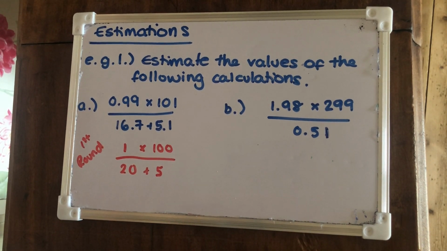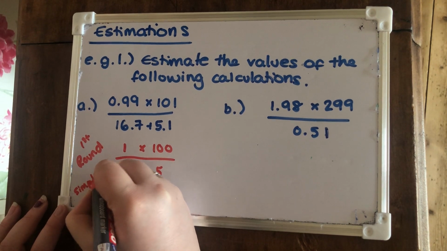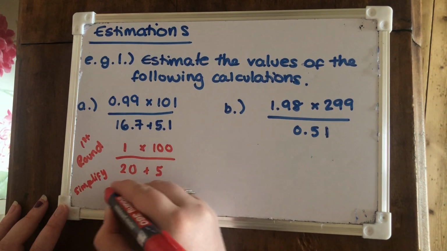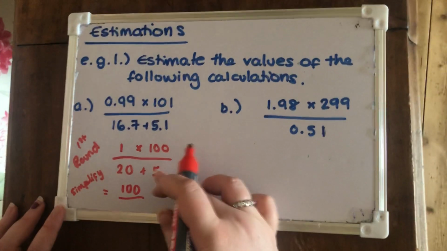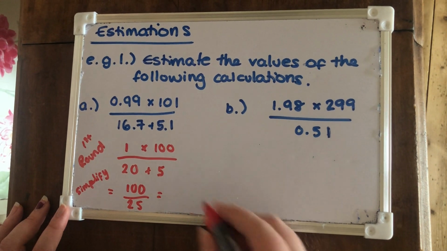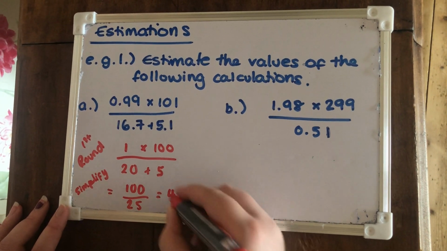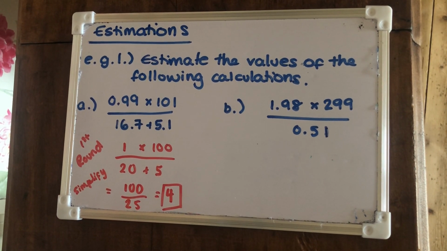Okay, once we've done the rounding, we then just simplify. So 1 times 100 is just 100. Divided by 20, add 5 is 25. Okay, and 25 goes into 100 4 times. So the estimate of that calculation will be 4.